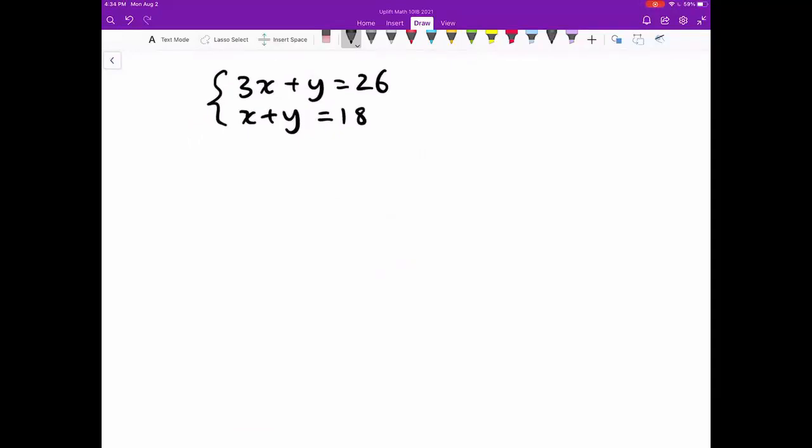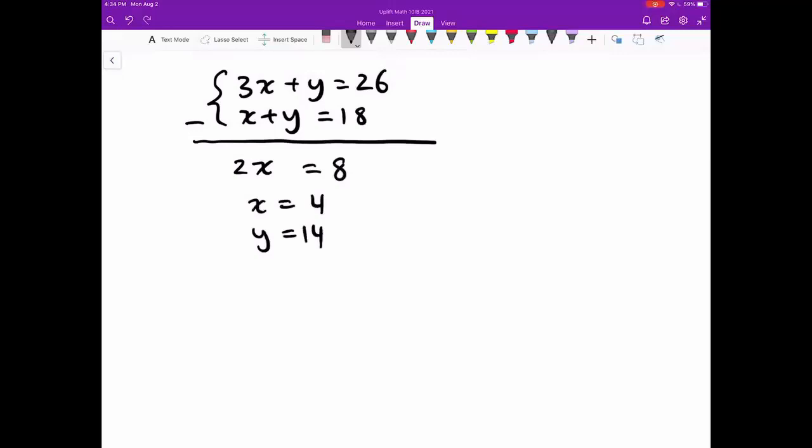Okay, so in this case, we could have done substitution, but since we're doing elimination, we're going to do that instead. So here we notice that we technically don't need to multiply by anything because there's one y in both of the equations, so we can just subtract. So we get 2x is equal to 8, and that would mean x is equal to 4, and we could put the x back into the equation and get y is equal to 14.